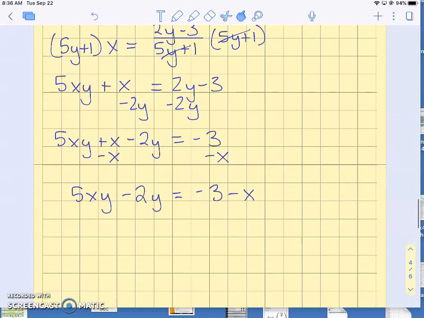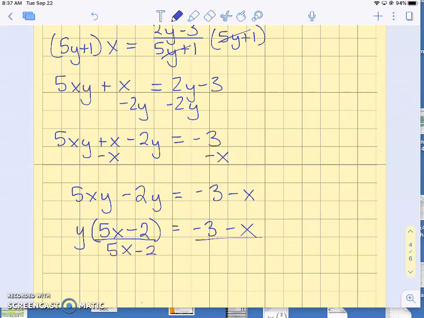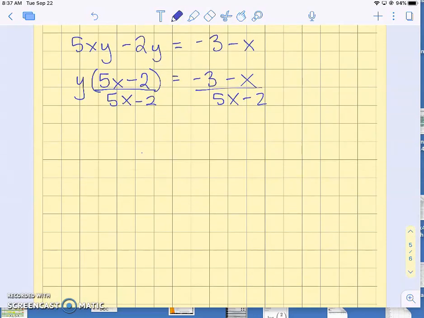And so this last step then, it's one that we haven't done very often. When the y's are on one side, we're going to factor out that y. So I'm going to pull a y out of that first term, so all that's left is the 5x. Pull a y out of the second term, so all that's left is the 2, equals negative 3 minus x. And now to get y by itself, we just have to divide by 5x minus 2. So y equals negative 3 minus x.